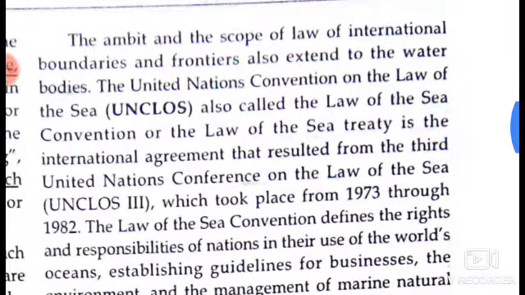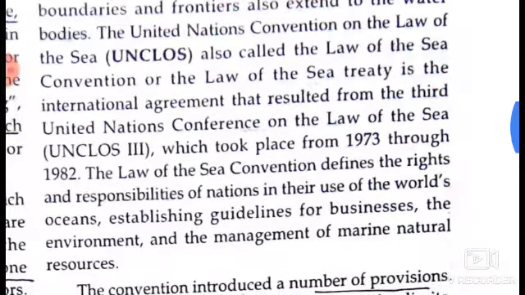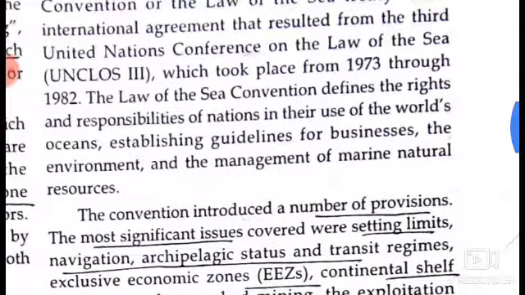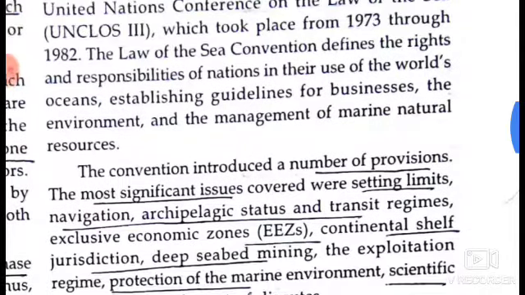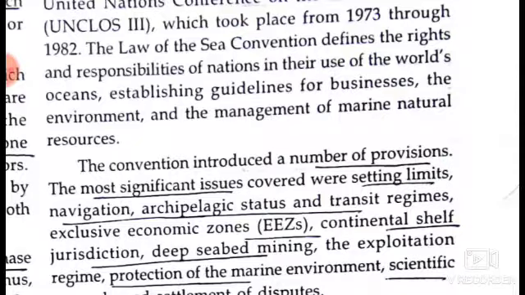The UN Convention on the Law of the Sea, also called the Law of the Sea Convention or Law of the Sea Treaty, is an international agreement that resulted from the Third UN Conference on the Law of the Sea, UNCLOS 3, which took place from 1973 through 1982. The Law of the Sea Convention defines the rights and responsibilities of nations in their use of the world's oceans, establishing guidelines for businesses, the environment, and the management of marine natural resources.